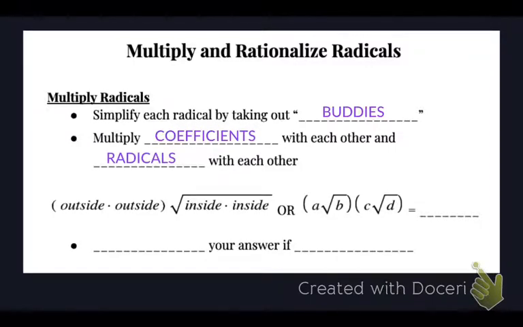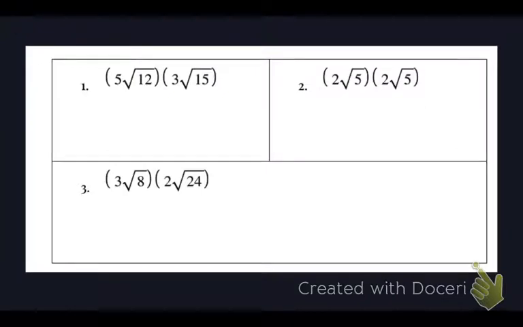So when we added and subtracted, we said we had to have like terms. We had to have the same number under the radical. We don't have to do that with multiplication. We can multiply the two numbers under the radical together to get a new radical. One thing you want to be aware of is sometimes you have to simplify again because you may have gotten a number that was no longer in simplest form. So always check that to make sure that you simplify again if needed.